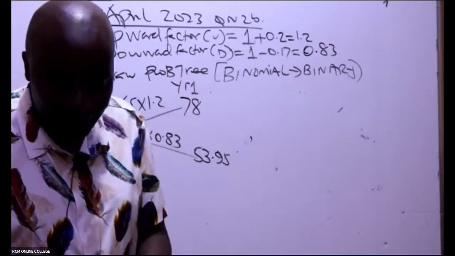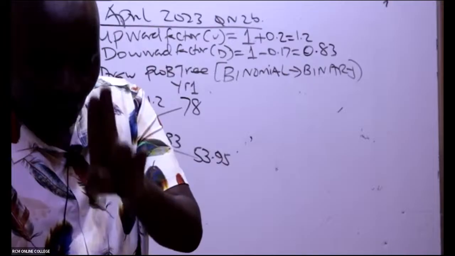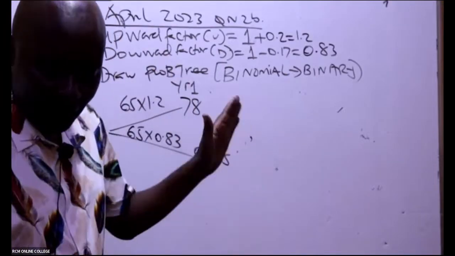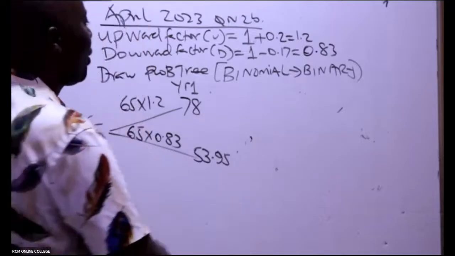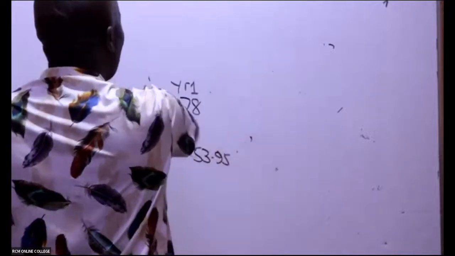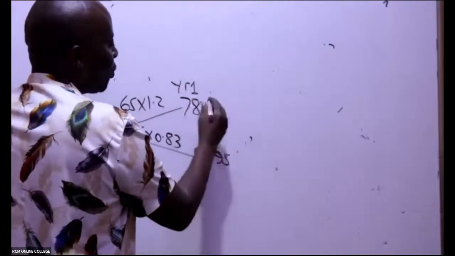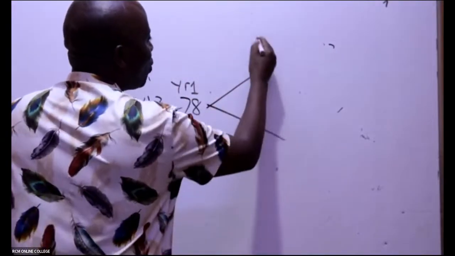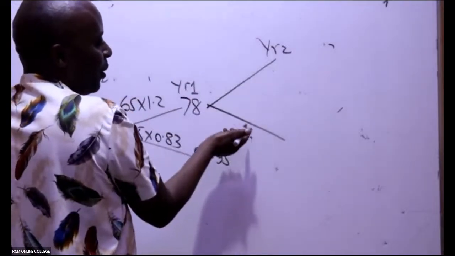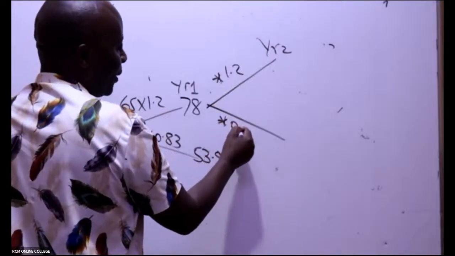Remember, they have told us to use what here? Two periods. So this is period 1. Then now we go to period number 2. So period number 2, how does this behave? There are 2 possibilities. If the price was 78, when we go to year 2, we could again have it going up or down. So if it goes up, I multiply by 1.2. If it goes down, I multiply by 0.83.